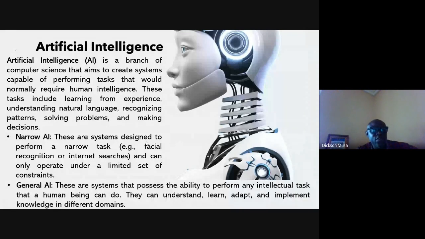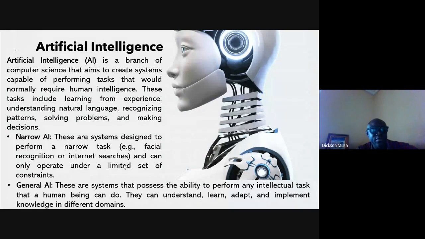Now, we have two basic types of artificial intelligence. We have what we call the narrow artificial intelligence and the general artificial intelligence. The narrow artificial intelligence are systems that are designed to perform a narrow task, e.g. facial recognition or internet searches. You have phones that have facial recognition. These are AI tools on your phones that you're already using. And this is a very narrow AI tool because it performs a very narrow action.